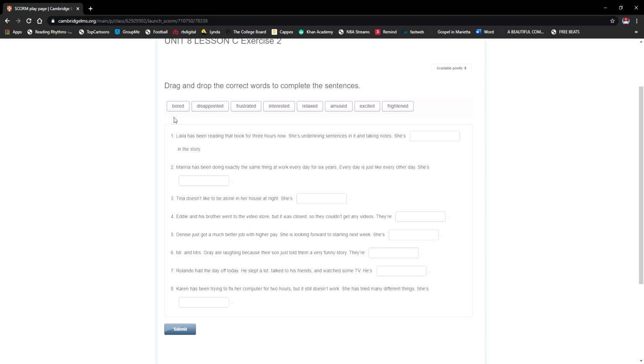Let's take a look. Lila has been reading that book for 3 hours now. She is underlining sentences in it and taking notes. She is interested in the story because she's underlining sentences. She's been reading for 3 hours. She's so into the book. She's so into the story. She's interested in the story.